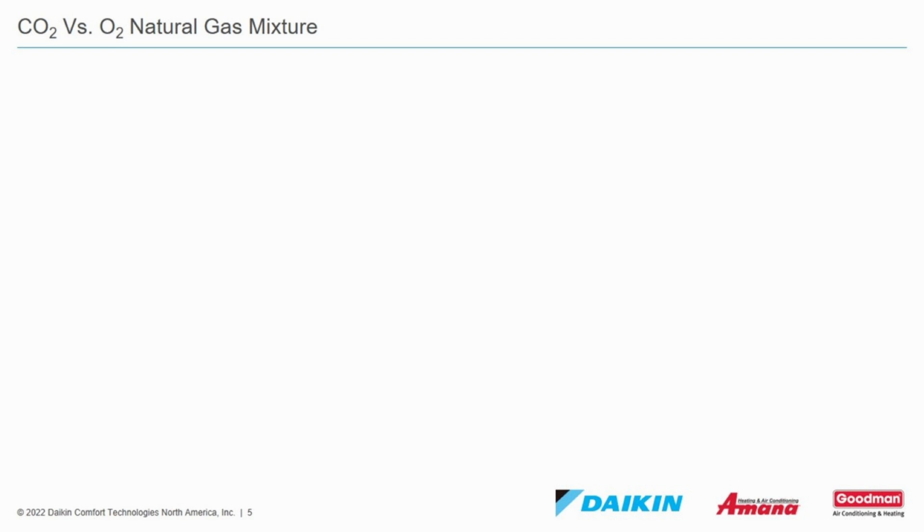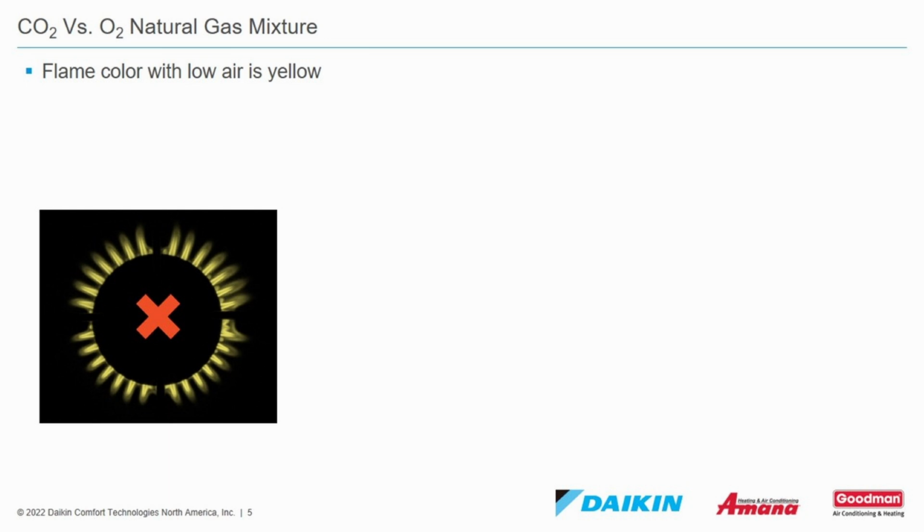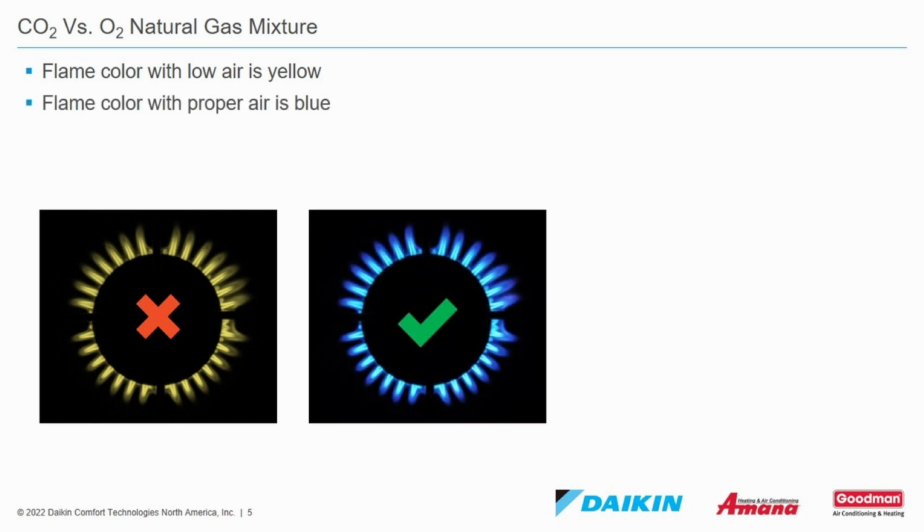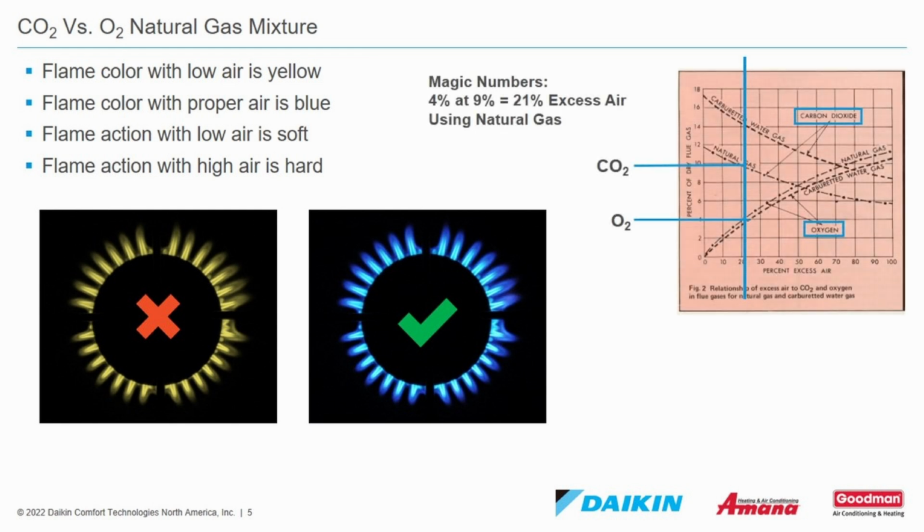CO2 versus O2 natural gas mixture. Flame color with low air is yellow. Flame color with the proper air is blue. Flame action with low air is soft. Flame action with high air is hard. Magic numbers. 4% oxygen at 9% carbon dioxide equals 21% excess air using natural gas.